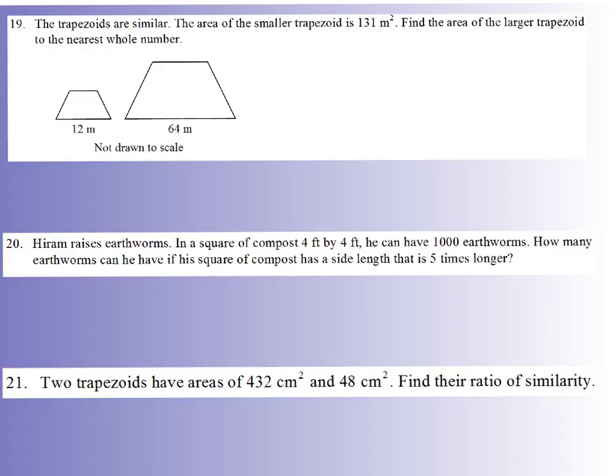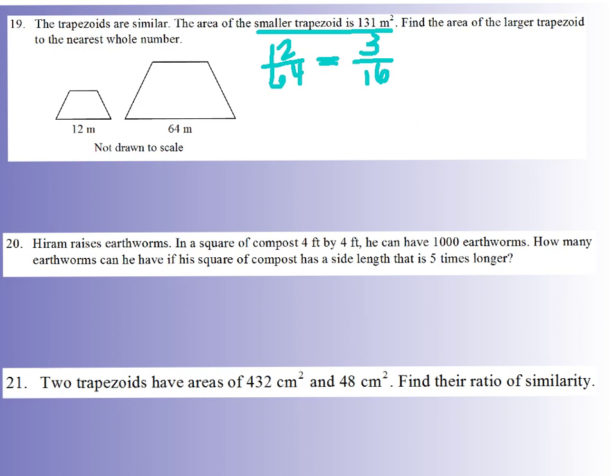Alright, number 19 says the trapezoids are similar. The area of the smaller trapezoid is 131. Find the area of the larger trapezoid to the nearest whole number. So I'm going to find my perimeter ratio first. I'm going to say 12 over 64, and when I reduce that, they're both divisible by 4, so I get 3 over 16.